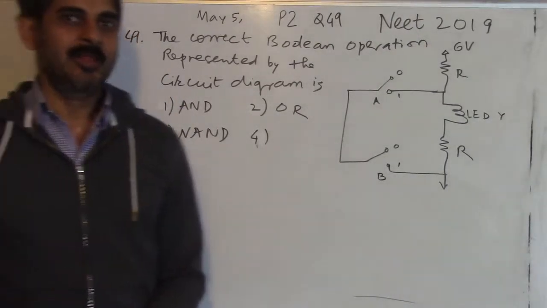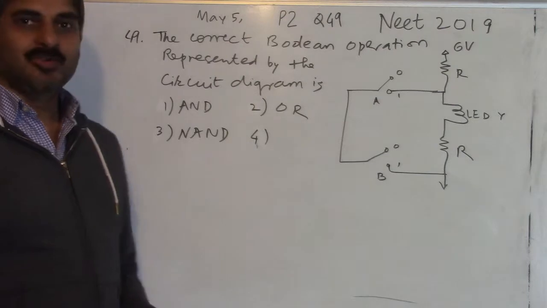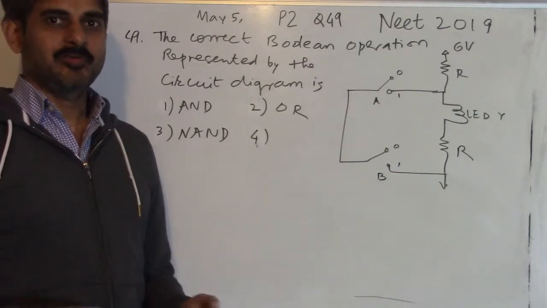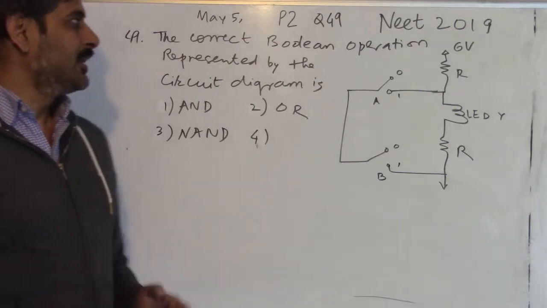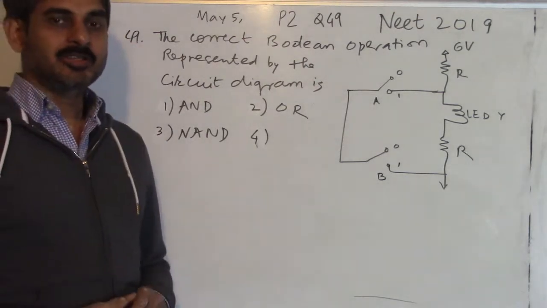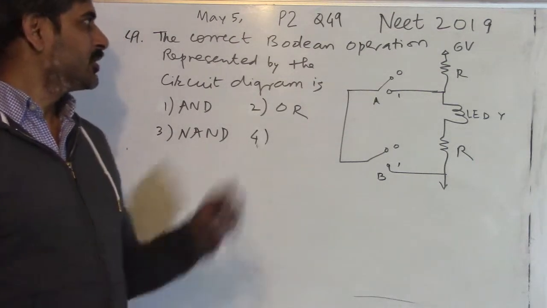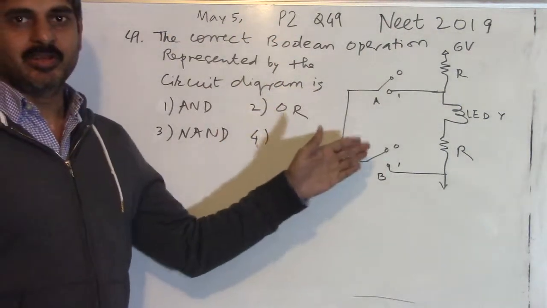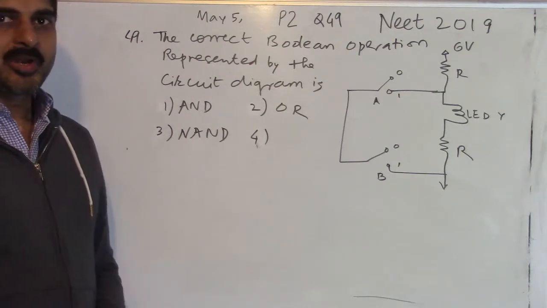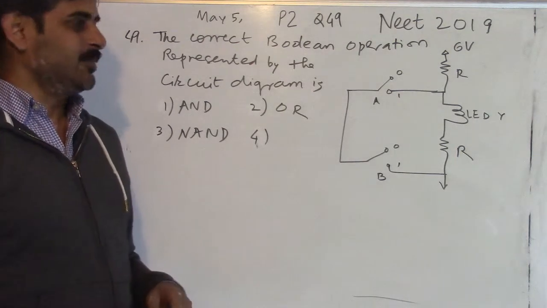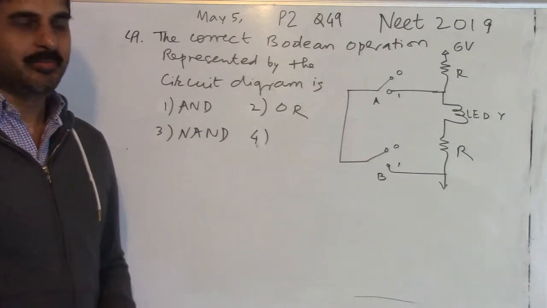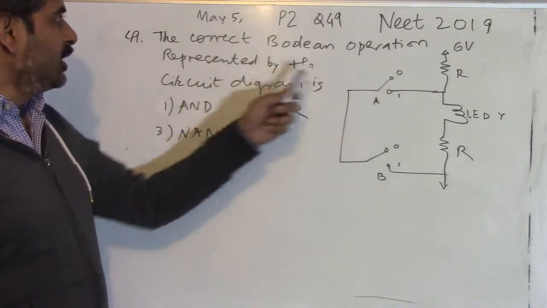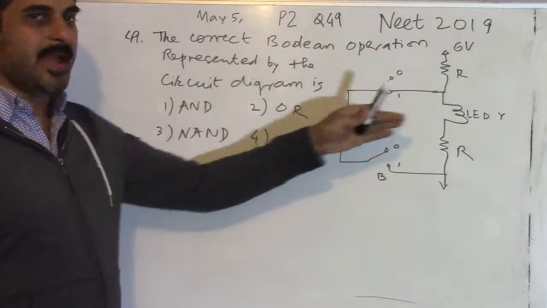Hello everyone. We had this NEET 2019 exam on May 5th and I hope everyone must have given your best. This is the logic gate question in P2 code, and we have a very simple circuit, but it looks a little tricky, but the question itself is very simple. We need to find the Boolean operation represented by this circuit.